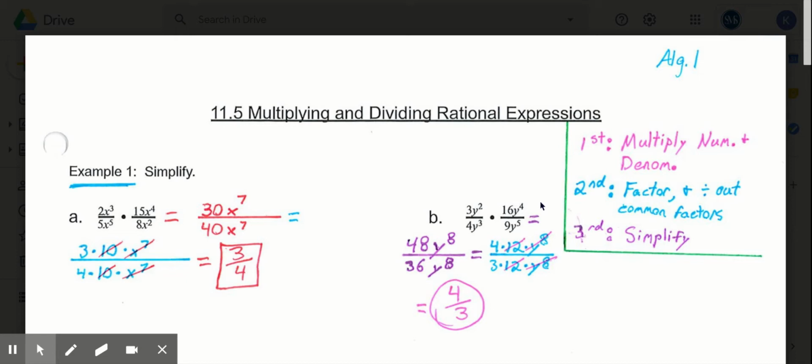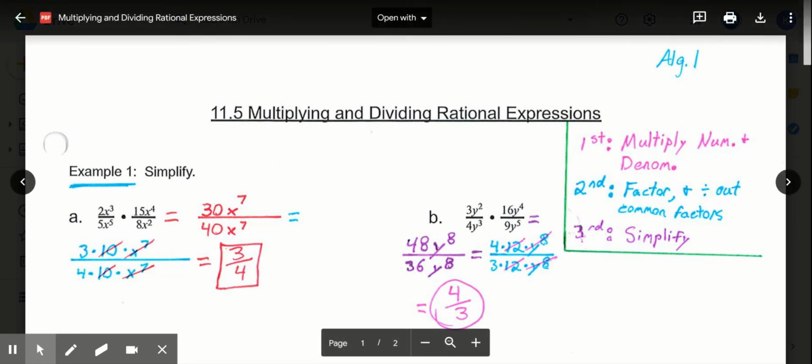There are three steps that we're going to look at for multiplying and dividing rational expressions. Step one is to multiply the numerator and denominator. So not cross multiply diagonally, just across the top, meaning numerator times numerator, denominator times denominator. So multiply the numerators together and the denominators together. We're not doing any diagonal multiplication.